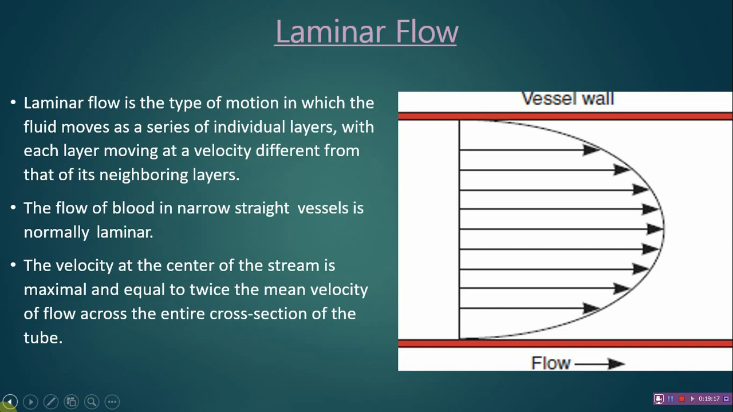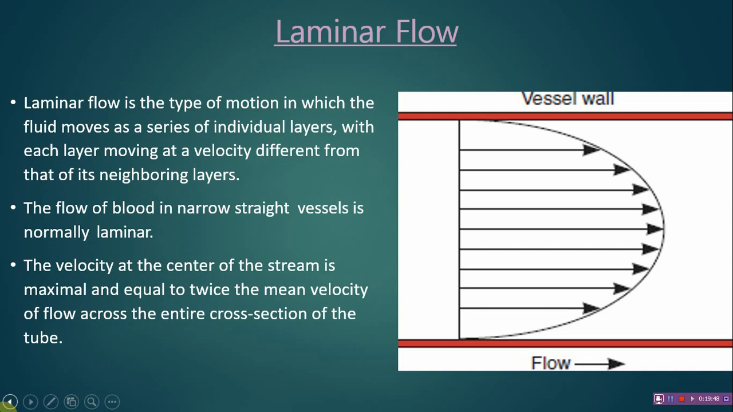Laminar flow is the type of motion in which the fluid moves as a series of individual layers, with each layer moving at a velocity different from that of its neighboring layers. The flow of blood in narrow, straight vessels is normally laminar. Within the vessel, a thin layer of fluid in contact with the wall does not move, and the next layer moves at a higher velocity, the next at a still higher velocity, etc.